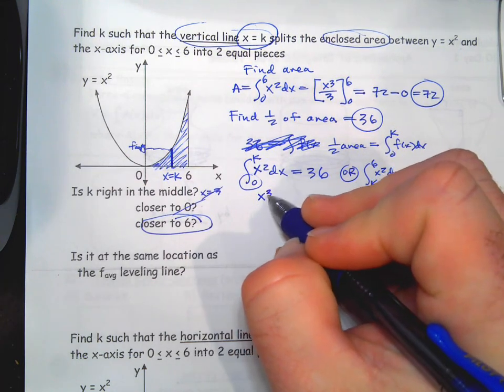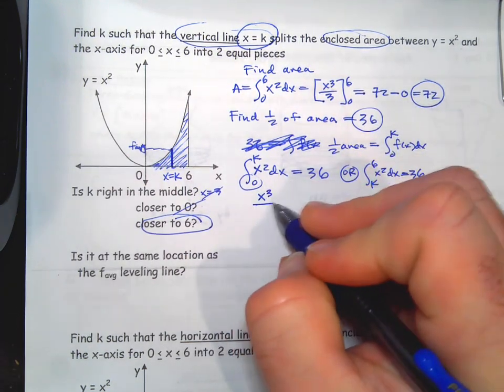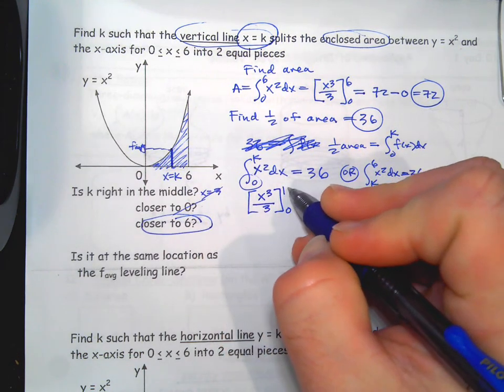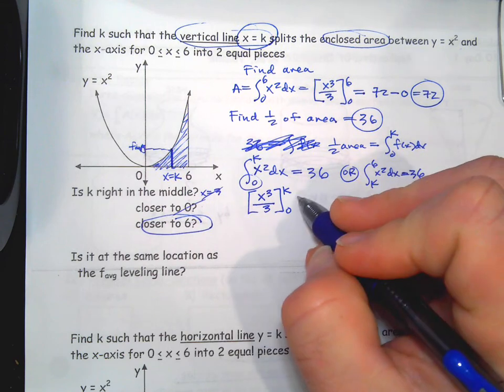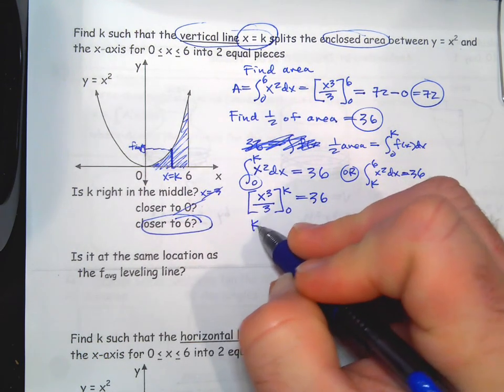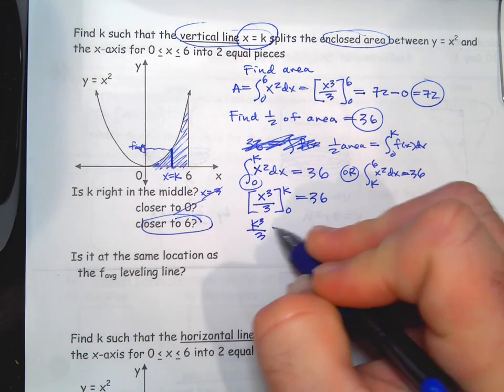So now, even though we already integrated it, we have to integrate this. We've got to find the antiderivative, x cubed over 3, power rule. Bump it up 1, divide by the new exponent. Still have 36. We're going to plug the limits in like we usually do, but now we're plugging a k into one of the spots.